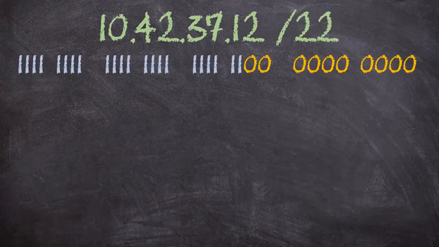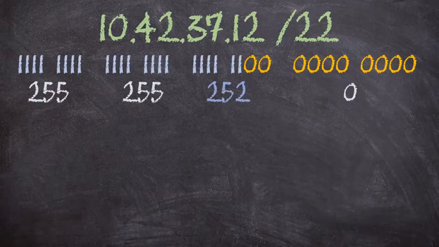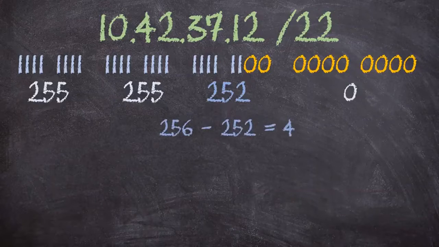We start with our IP address and we work out the subnet mask. A /22 has 22 ones, so we get to a subnet mask of 255.255.252.0. Now find the octet in the subnet mask that we need to work with. It's going to be the one that's got a mixture of ones and zeros, so the 3rd octet in our case. Subtract this value from 256. For us, 256 minus 252 is 4.